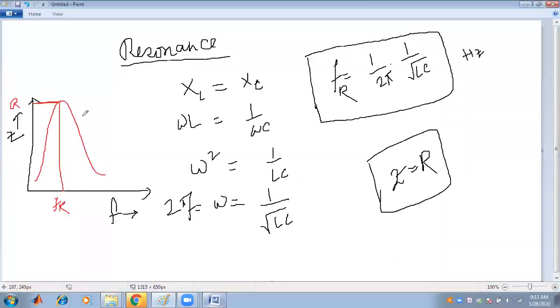So this is the inductive, this is the capacitive. This dominant part is known as the capacitive part. The left hand side is known as the inductive part.